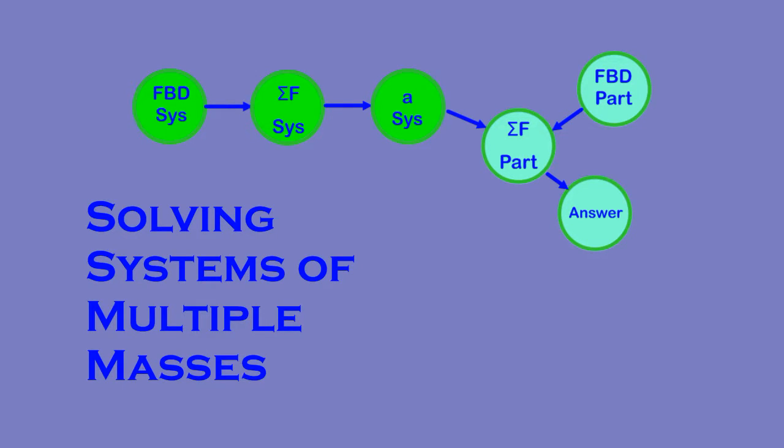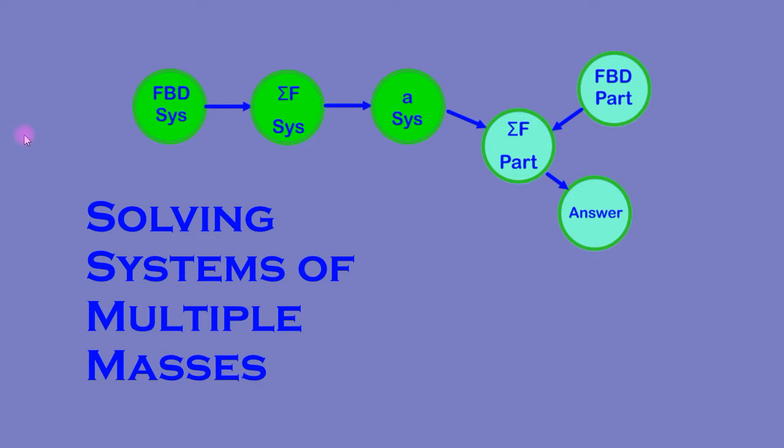All right, folks, we're going to look today at another multi-body system type problem when it comes to free body diagrams and solving for different forces. As a quick reminder, first we do a free body diagram of our system, a sum of forces of our system from that free body diagram, and from that we find the acceleration of our system. Then we'll look at an individual part of the system and find the sum of forces for that part, utilizing the acceleration of our system to find the answer we're looking for.